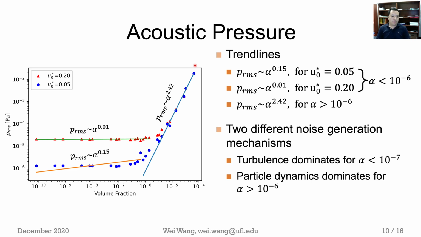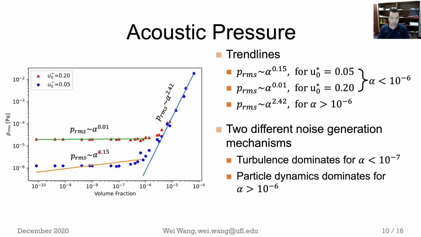And we also plot PRMS versus the volume fraction, since we think the volume fraction is a good parameter to study. It includes both the number of particles and the diameter of the particles, and it also appears in the Crighton and Ffowcs Williams acoustic analogy. And this figure is very interesting.